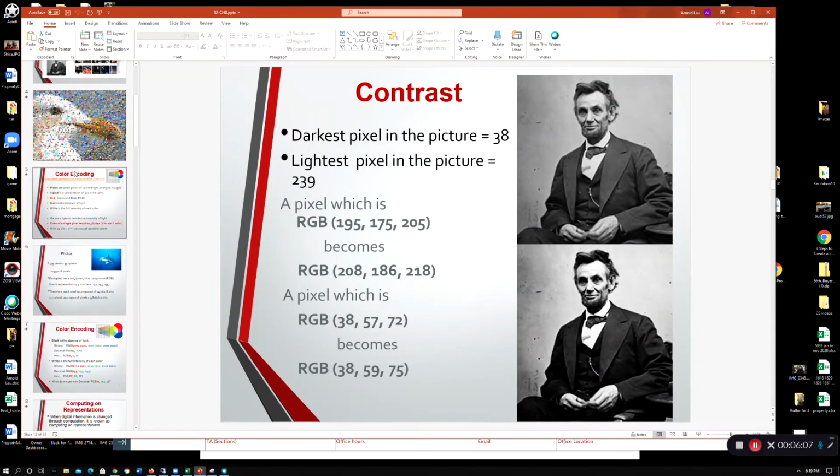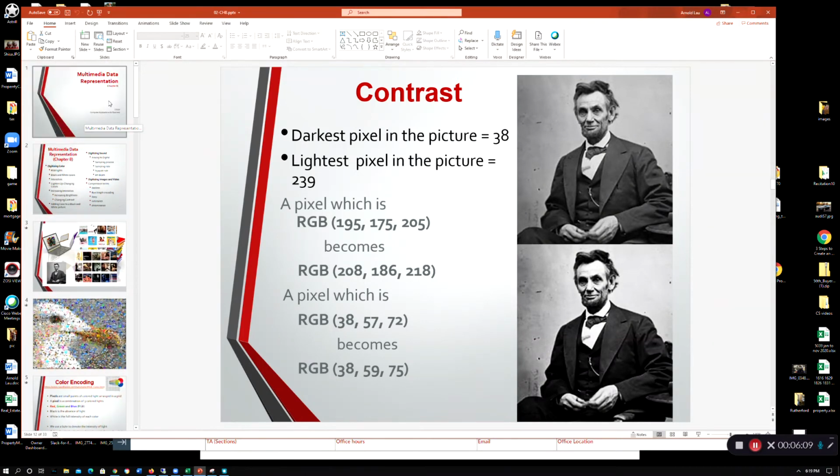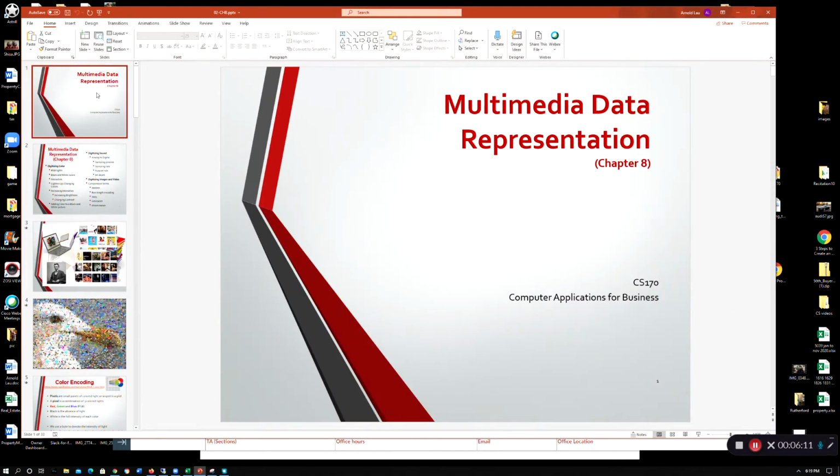And so if you remember from the last lecture, we were talking about multimedia. I call it digitization, right? But it's multimedia data representation, right? So I see a picture, I see a video, I hear sound. How is that actually stored in the computer, right? It's going to be stored in a series of zeros and ones, okay?